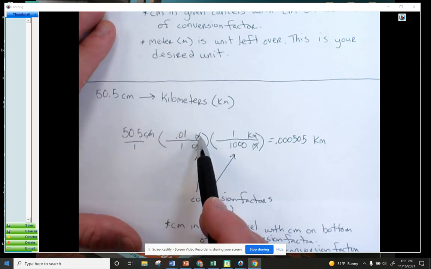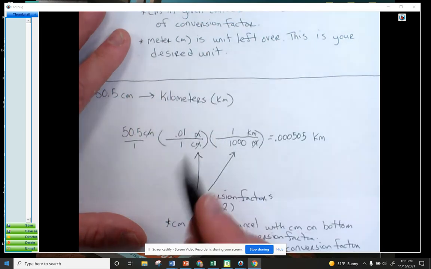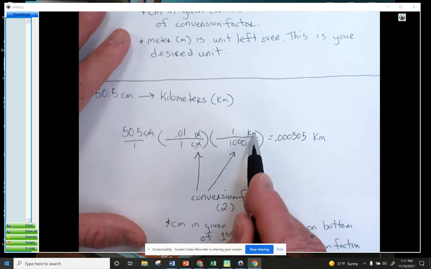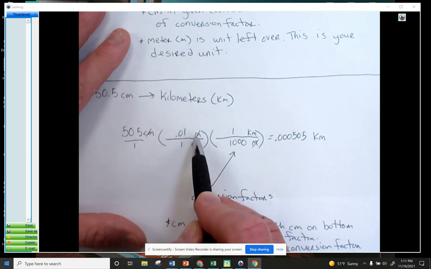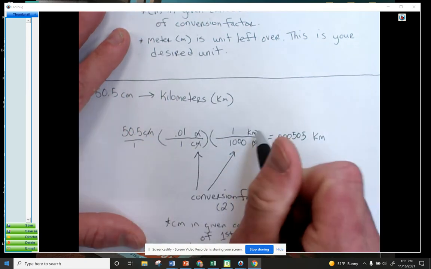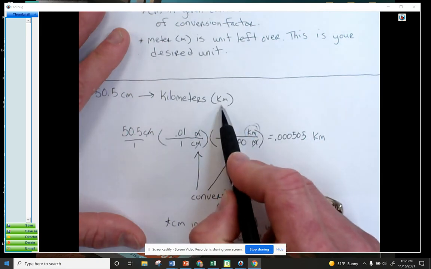Centimeters to meters, at that point you're left with meters. So then you want to convert meters to kilometers. Centimeter on the top and bottom cancel. Meter on the top and the bottom cancel. You're left with kilometer. That's what you want in your answer.